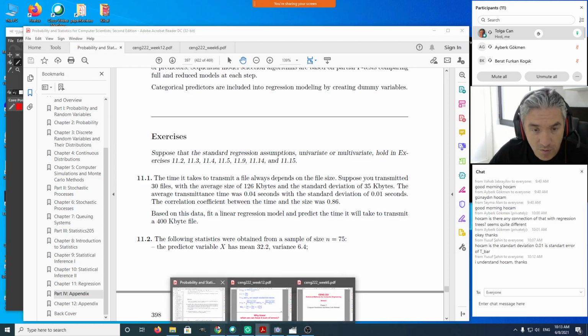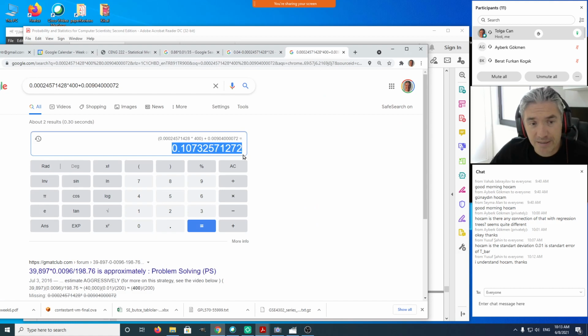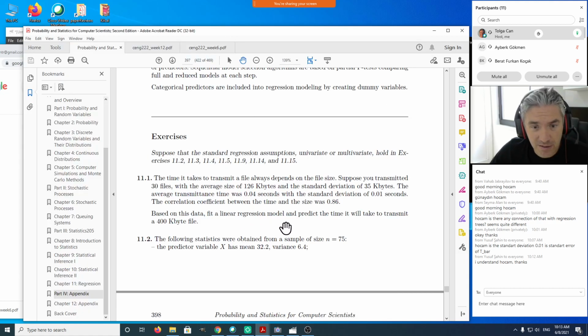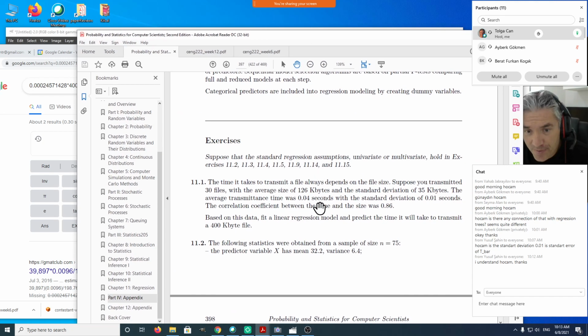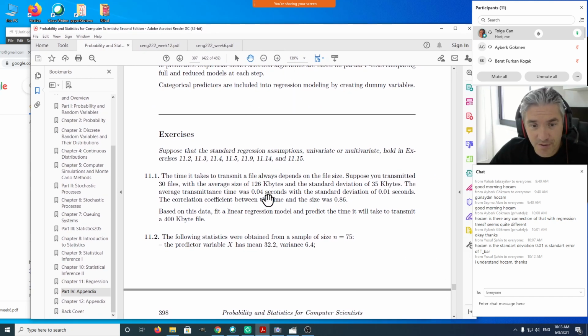Let's go back to this Chrome, and it's this many seconds. 0.107 seconds is the time it will take to transmit this file. So I think it makes sense, right? Or, I mean, this was 0.0104 seconds, like the predicted time. Our predicted time is about 3 times larger than the average transmission time, which is expected because our file size is also about 3 times larger than the average file size.